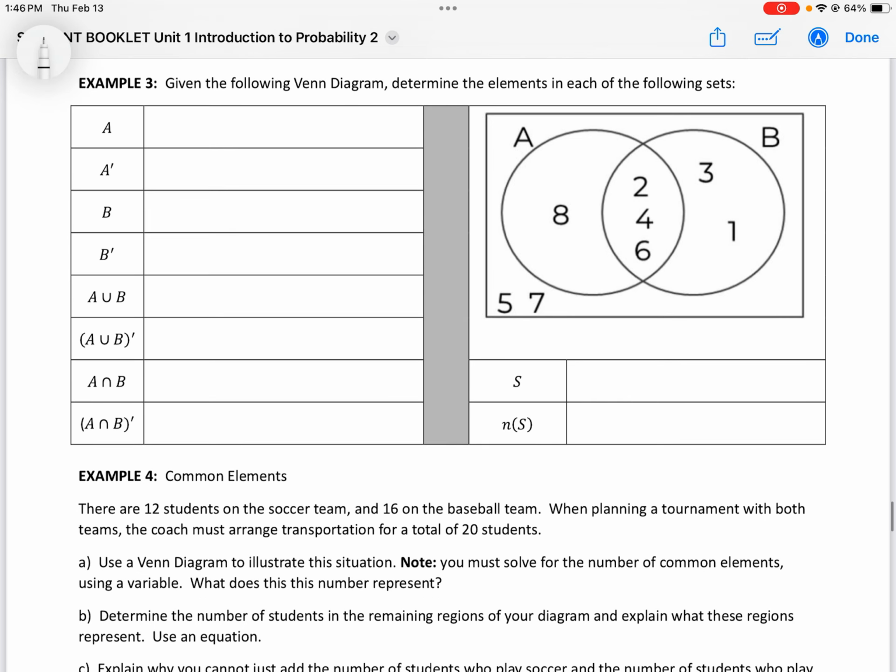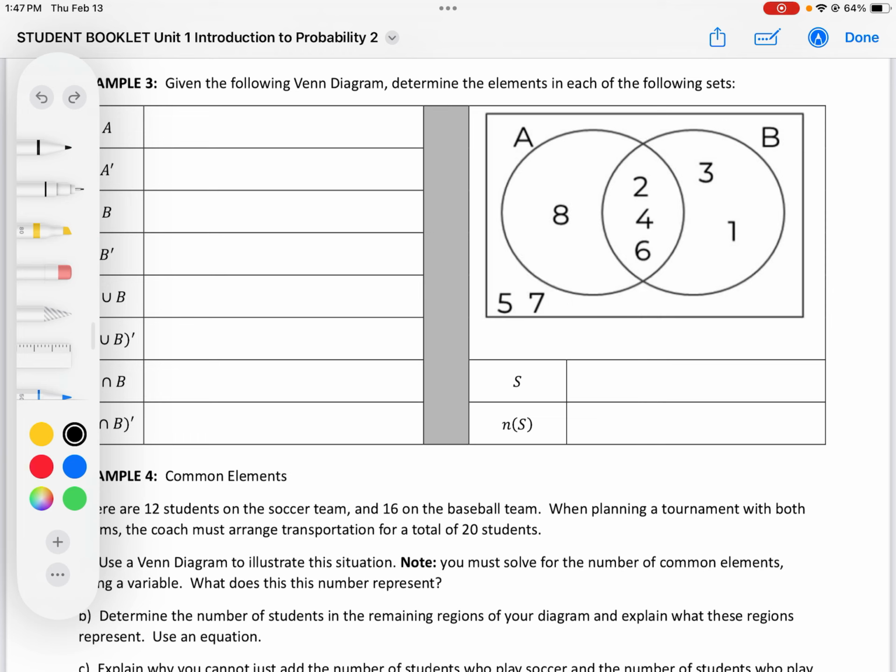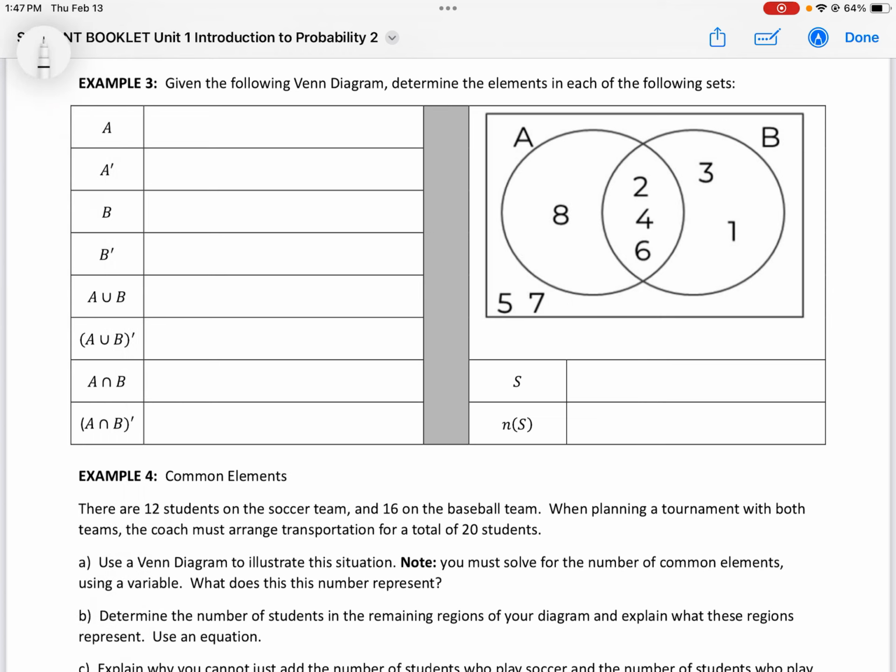Now, let's read this Venn diagram. Determine the elements in each of the following sets. So in set A, remember this is A, so it's going to be 2, 4, 6, 8. And everything in A complement.